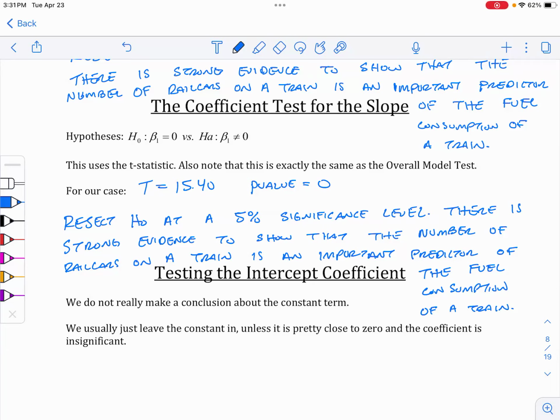So, reject H0 at a 5% significance level. There is strong evidence to show that the number of rental cars on a train is an important predictor of the fuel consumption of a train. That should look familiar. It's literally the exact interpretation we just did above. And that is my point.